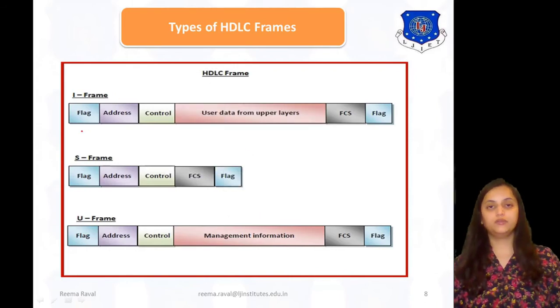That means if it is an I frame, the first bit of the control field is 0. Then if it is an S frame, the first 2 bits of the control field will be 1, 0, and for the U frame, the first 2 bits of the control field are 1, 1. So using this you can identify the type of HDLC frame.